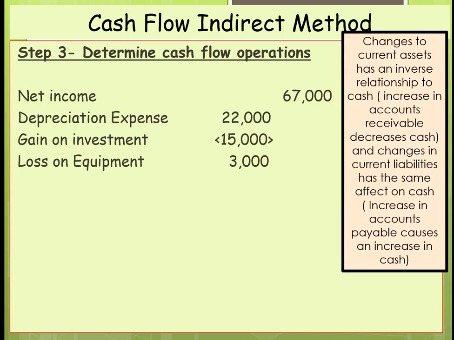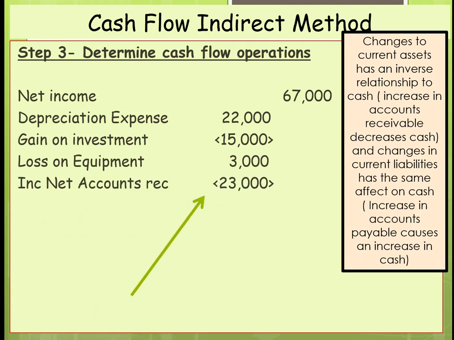The next thing we're going to do is look at the changes in our current assets and liabilities. Remember, changes in current assets have an inverse relationship to cash. An increase in accounts receivable decreases cash, because that means we made sales that are recorded as part of net income, but we didn't get paid for them because our accounts receivable went up. Now, changes in current liabilities go in the same direction. So if accounts payable goes up, it increases cash, which means we bought something but we didn't pay for it.